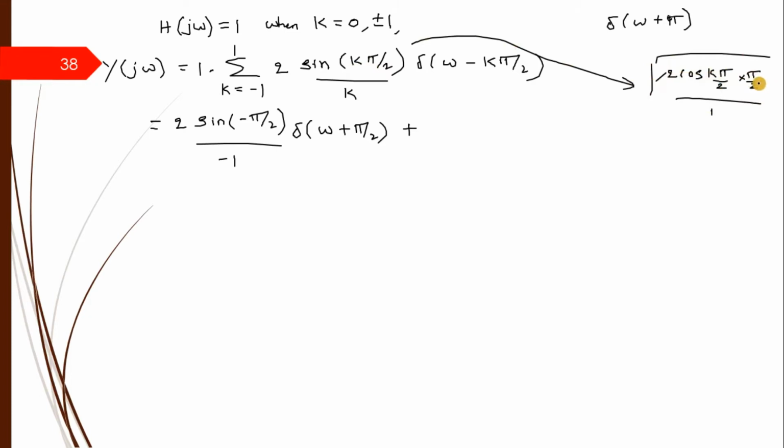So this 2 and this 2 cancel. Now you substitute k is equal to 0, cos 0 is equal to 1, 1 into pi is pi. So you are left with pi. So hence I write it as pi. So the whole of this term I got as pi.